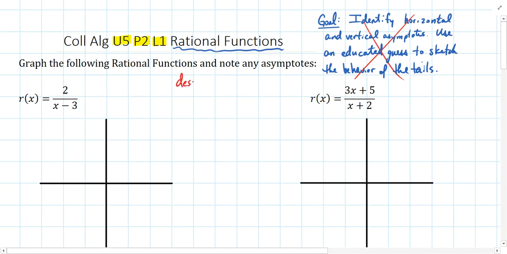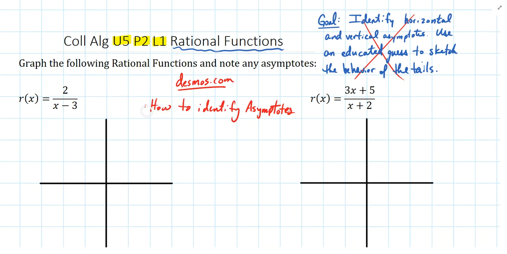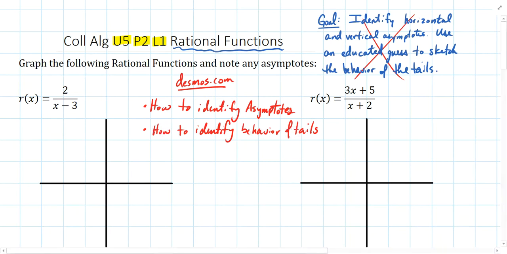Instead, what we're going to do is go out to Desmos.com. We're going to use Desmos to graph these functions. And our new goals today are, number one, how do we identify the asymptotes by analyzing the rational functions? And then number two, how to identify the behavior of the tails. Tails are sometimes called branches. I've even heard them called arms and legs before, and you'll see what I mean in just a second.